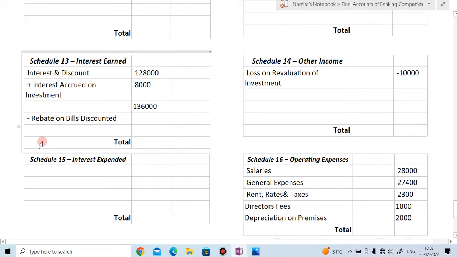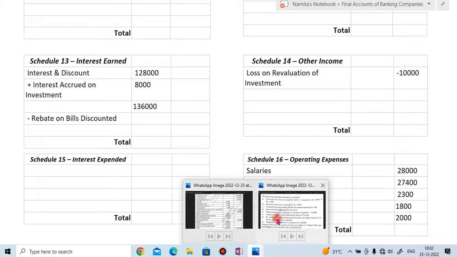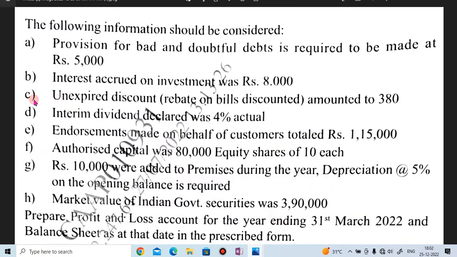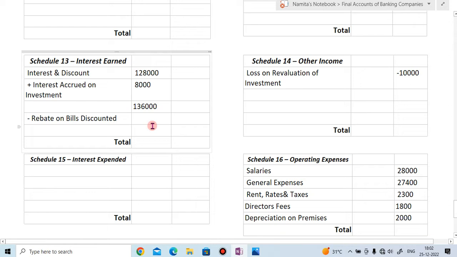1,36,000, okay. Now from this there is one more adjustment, that's adjustment number C, unexpired discount, rebate on bill discounted amounted to rupees 380, okay. So this we will reduce in rebate in interest and discount. So 380, so final amount will be how much? 1,35,620, okay.